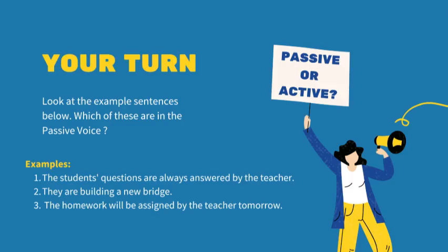Look at the examples below and state which of these are in the passive voice. The examples are: number 1, the students' questions are always answered by the teacher. Number 2, they are building a new bridge. And number 3, the homework will be assigned by the teacher tomorrow. Take your time. Which of these are in the passive voice?